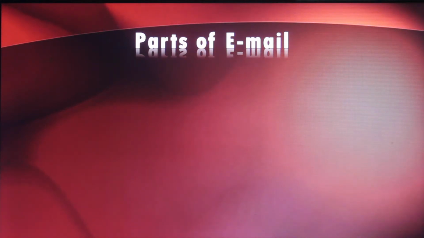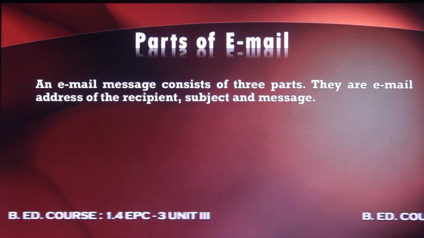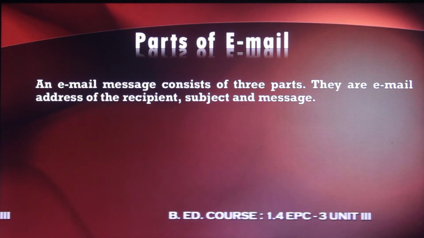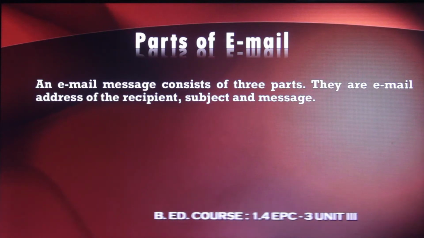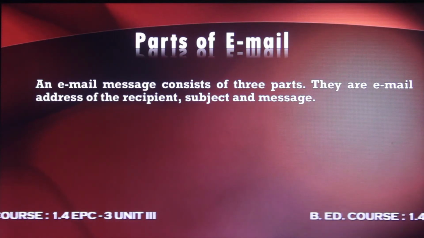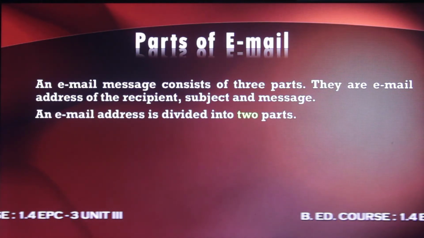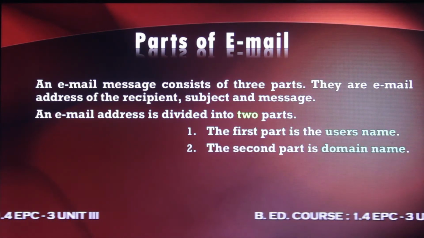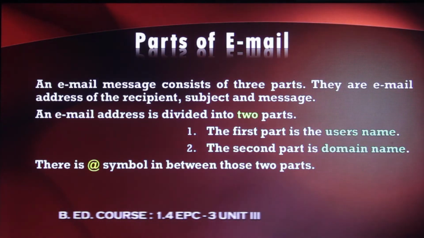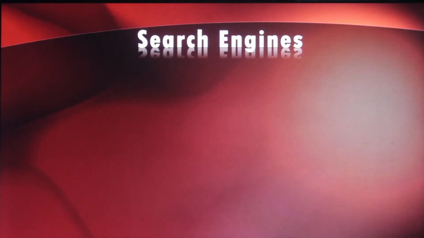Then, coming to email, what are the parts of an email? An email message consists of three parts: the email address of the recipient, the subject and the message. An email address is divided into two parts. The first part is the username and the second part is the domain name. There is an @ symbol in between those two parts. Whenever there is an email address, there is an @ sign.